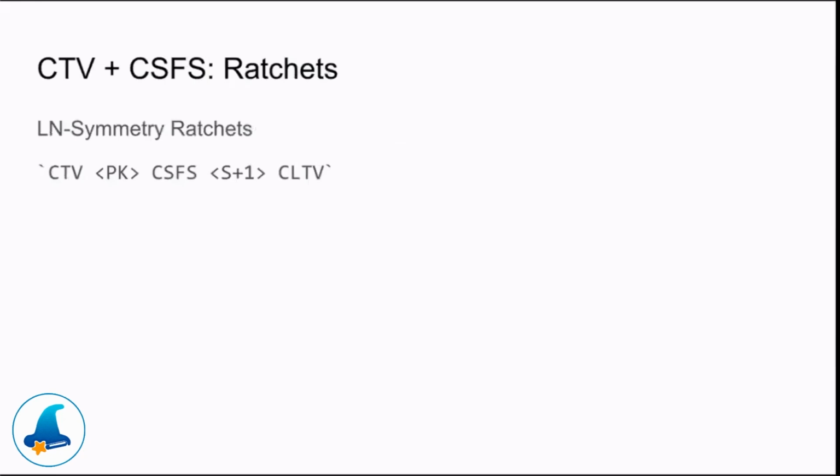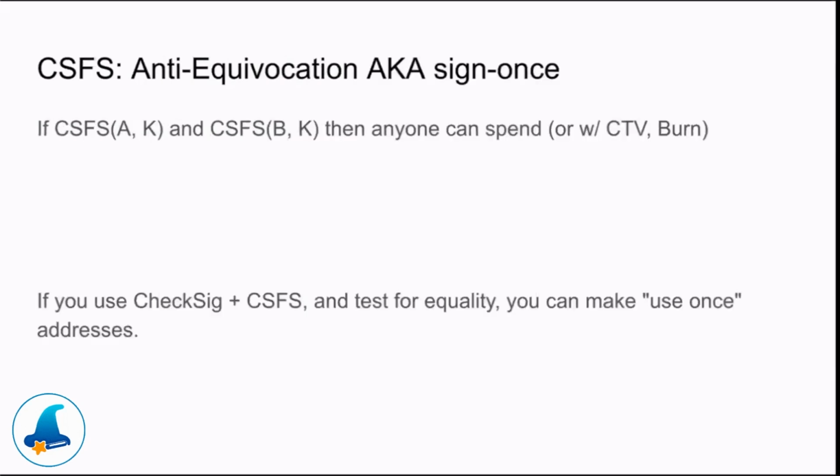CTV and check sig from stack let you do ratchets. Ratchets are the core of how LN symmetry works. So if you like LN symmetry, you can implement a ratchet-like protocol. You can also do anti-equivocation contracts, aka sign once. So you can say, if this check sig from stack key ever signs 2 values, allow punishing a bond somewhere.